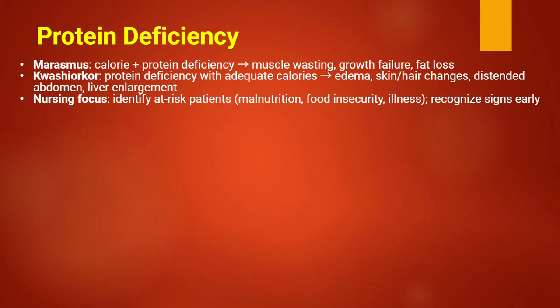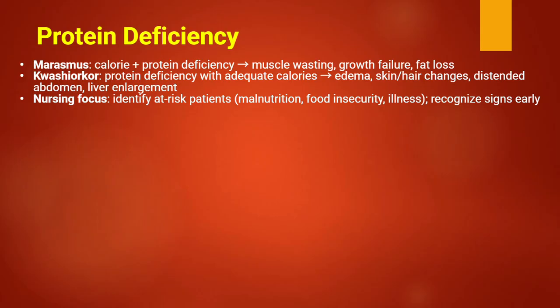From a nursing perspective, it's important to understand how these deficiencies present and to recognize at-risk populations, even within the United States. For example, food insecurity, chronic illness, or eating disorders can all cause protein malnutrition. Nurses play a role in identifying signs such as muscle wasting, edema, and poor wound healing. Globally, health organizations work to prevent these conditions through nutrition programs, fortified foods, and breastfeeding promotion.